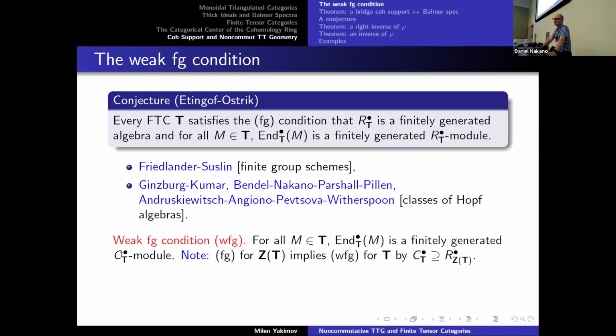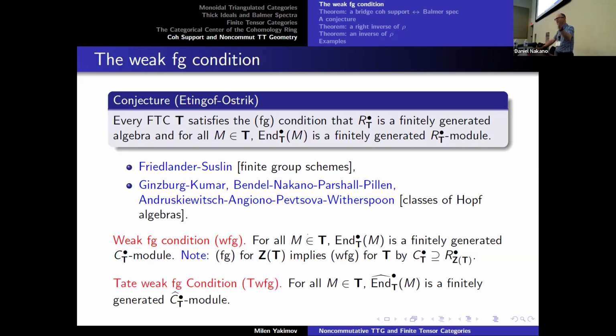The note then is that finite generation for the Drinfeld center implies weak finite generation for T. So not only are we making a weaker assumption, but we're basically assuming that everything would follow from the braided case. So if tomorrow somebody proves finite generation for the braided case, braided Hopf algebras, that will already be enough. So we won't need it for other algebras. Okay, and similarly, we can give a Tate version of finite generation. So exactly the same thing in the Tate picture.